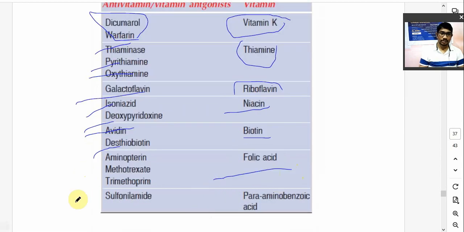आपको मालूम है अच्छे से, ट्राइमिथोप्रिन, मिथोट्रेक्सेट, अमिनोप्टेरिन. सल्फोनामाइड्स भी है, but they are not true antagonists. True antagonists are trimethoprim and methotrexate because they are dihydrofolate reductase inhibitors. Sulfonamides are folic acid synthase inhibitors. Para-aminobenzoic acid is also sometimes considered as a vitamin, and its antagonist is nothing but the sulfonamide.